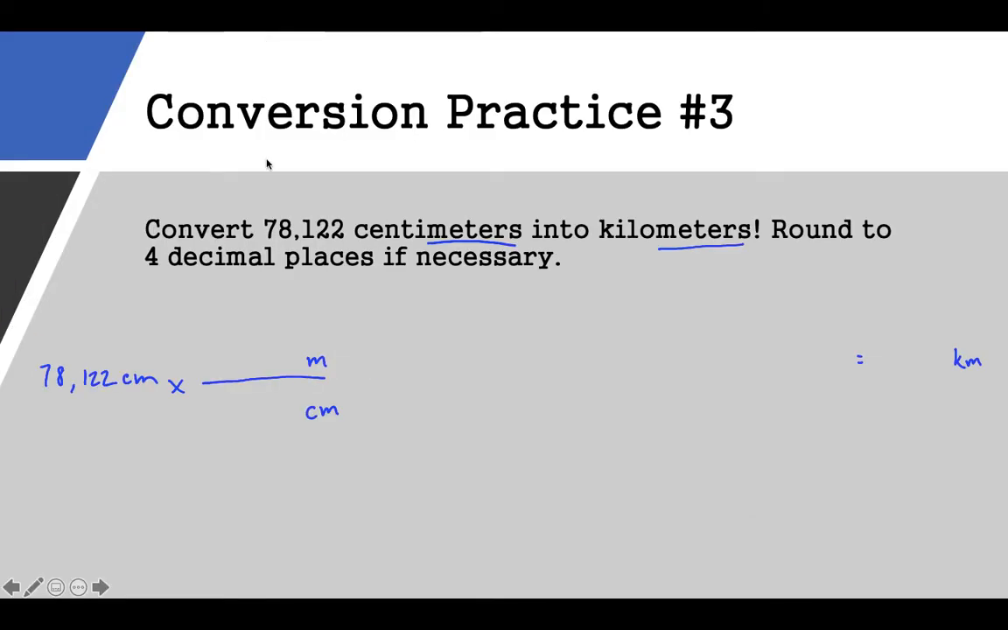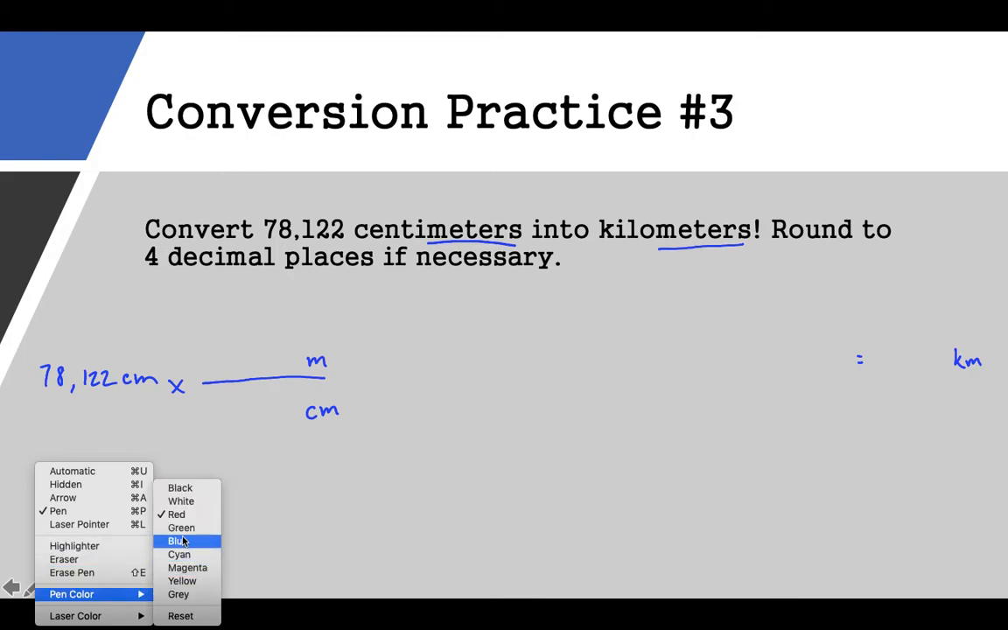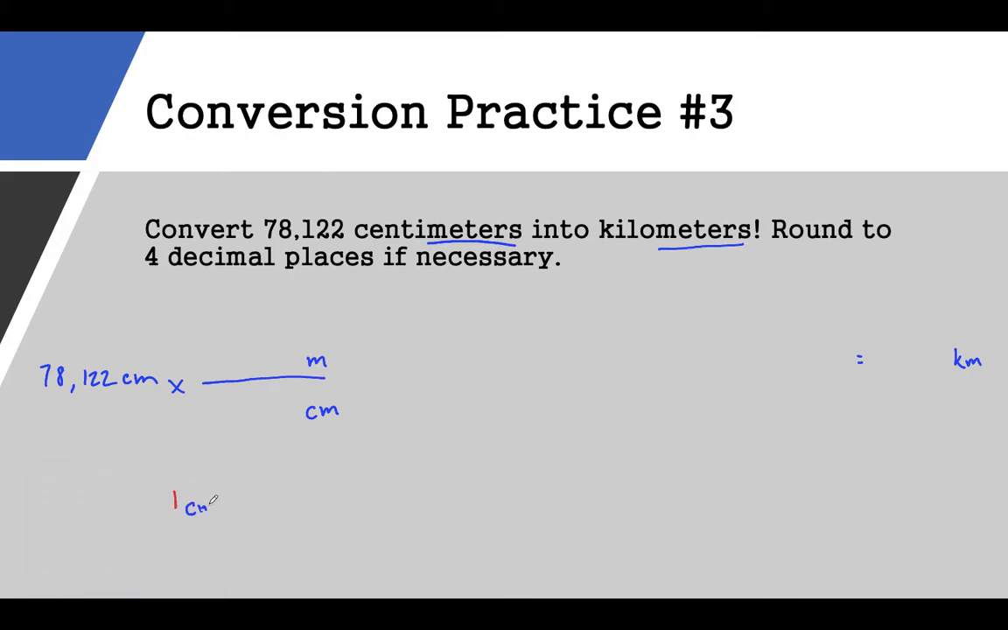So if we go back to our problem, I have 1 centimeter. 1 centimeter equals 0.01 meters, 0.01 SI units. So I put the 1 with the centimeters, 0.01 with meters, and cancel out centimeters.